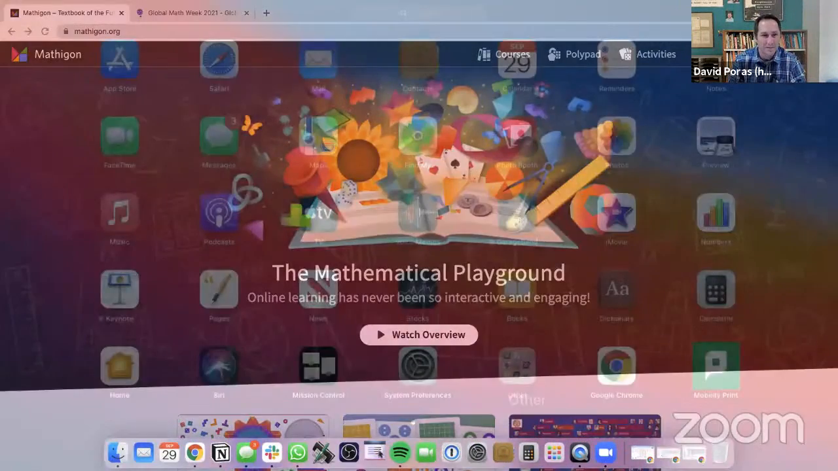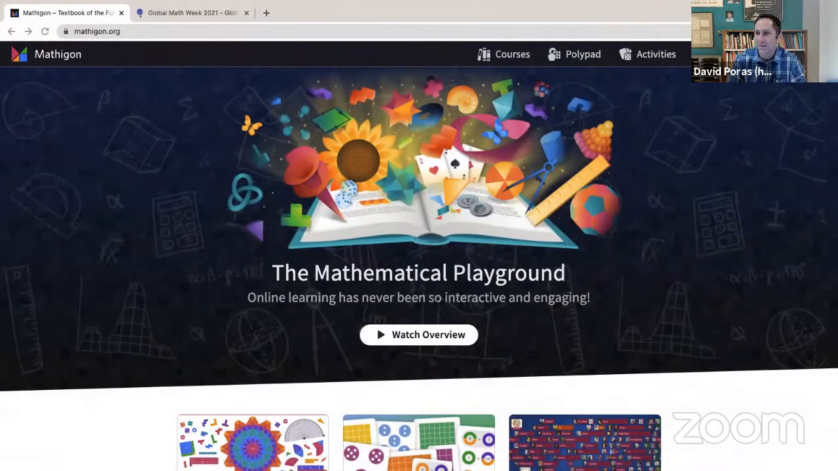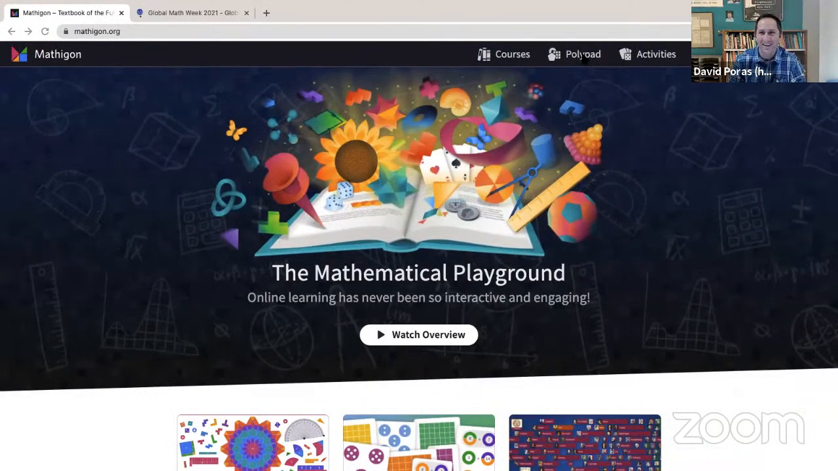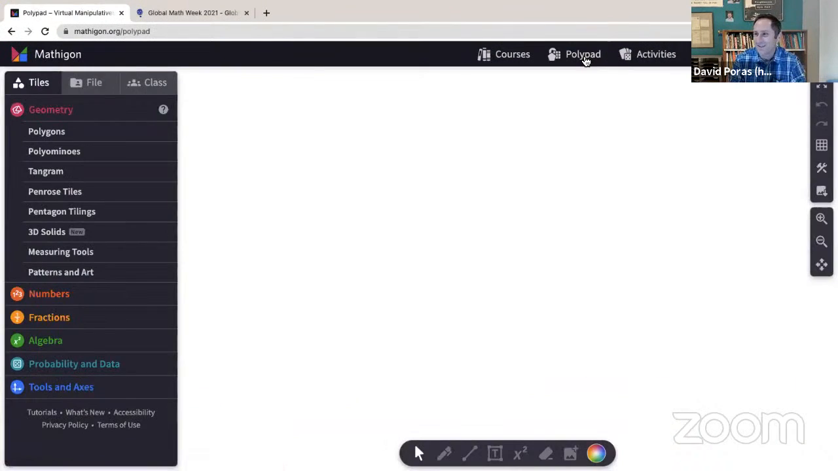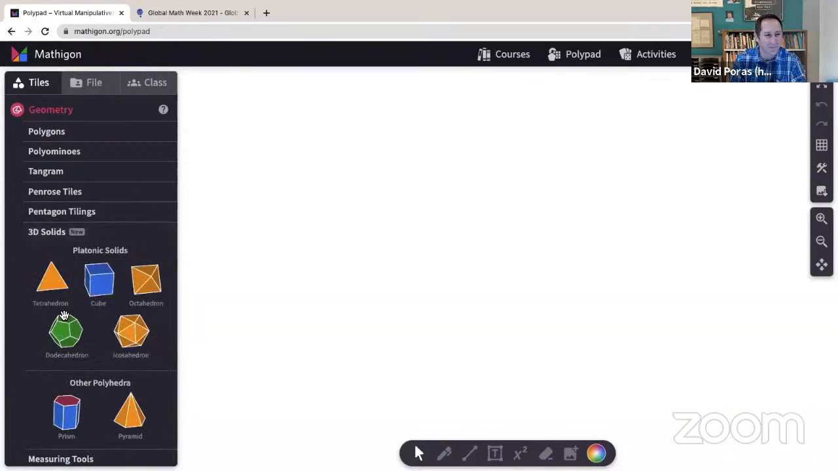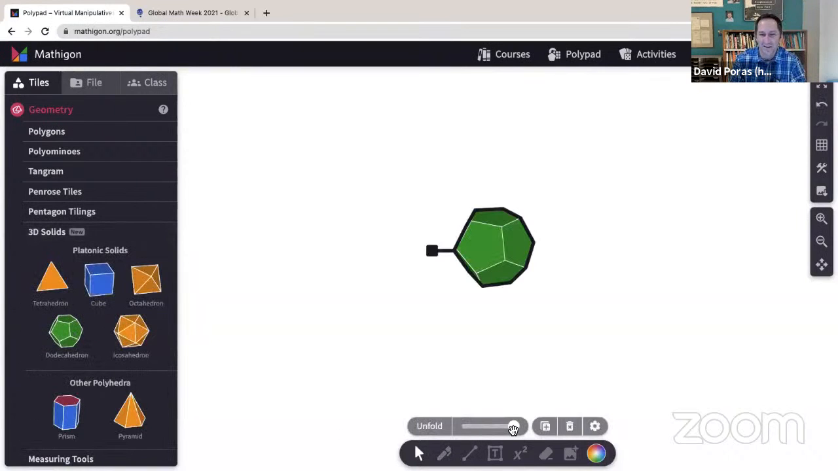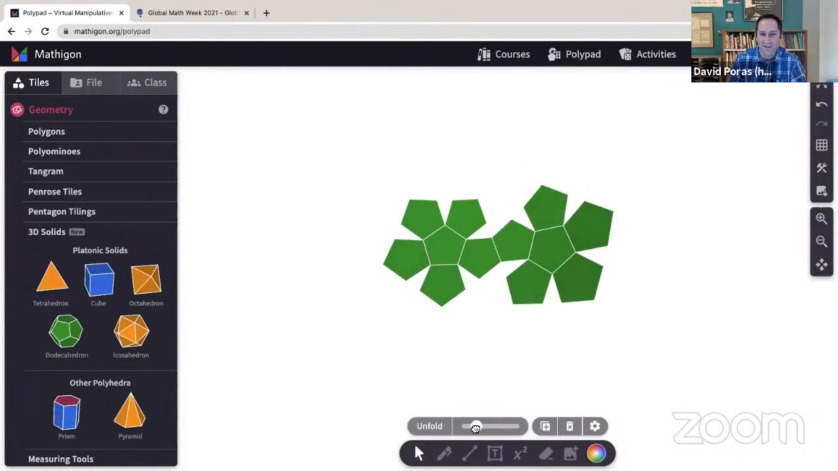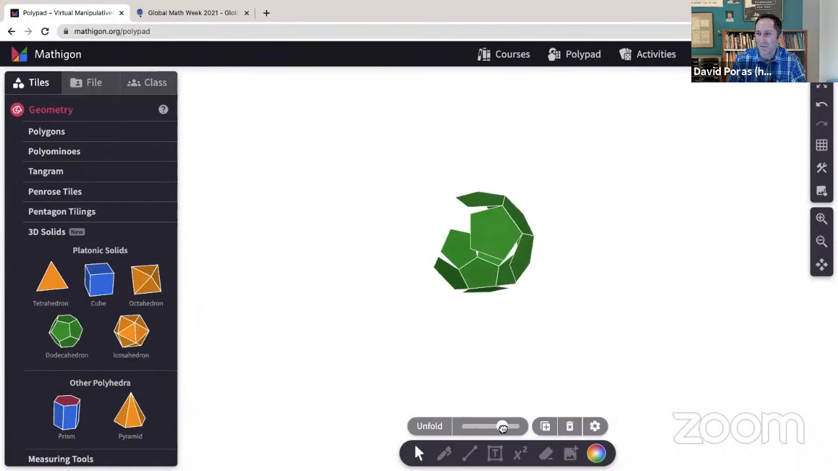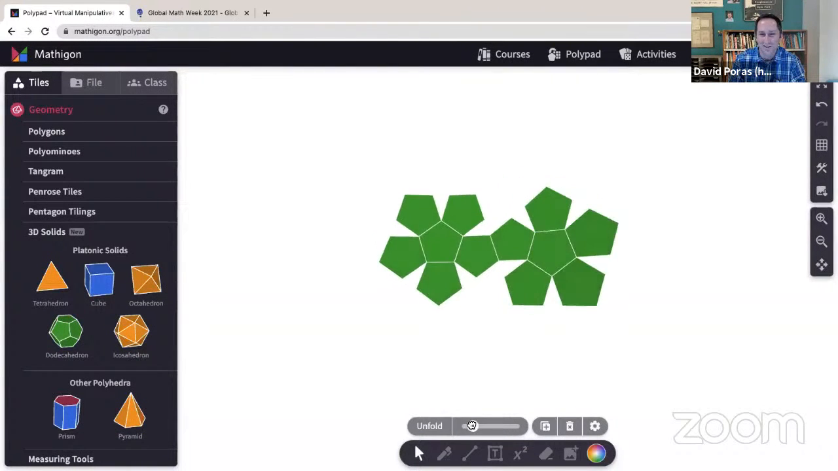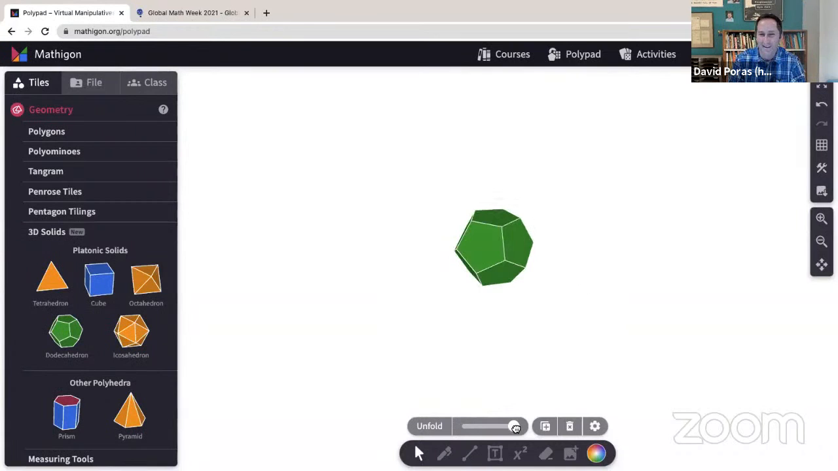While you're there, you could click on Polypad to visit our virtual manipulatives. I'll show you one in our 3D solids. I'll put a dodecahedron on the screen and just move this slider to unfold it to the net and then fold it back up together. I just find great joy doing this over and over and over again. That's Polypad, the virtual manipulatives.